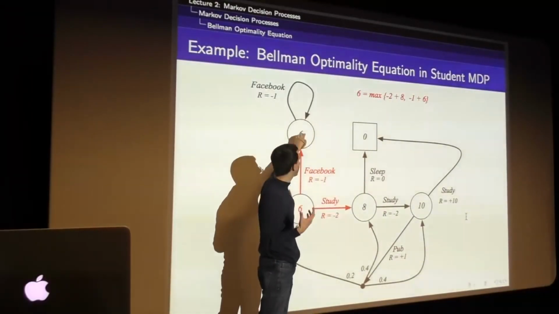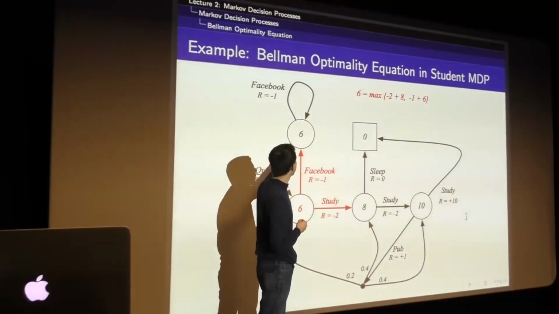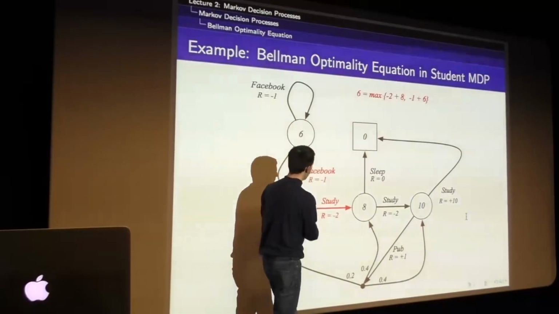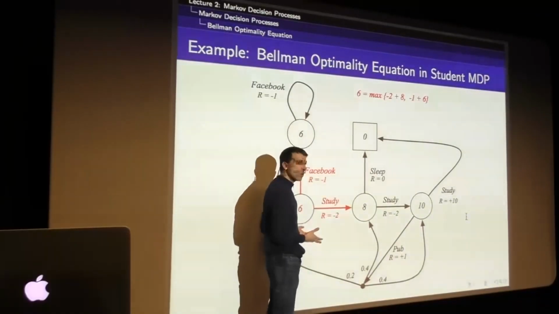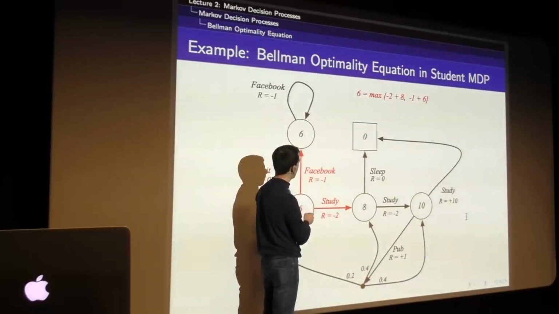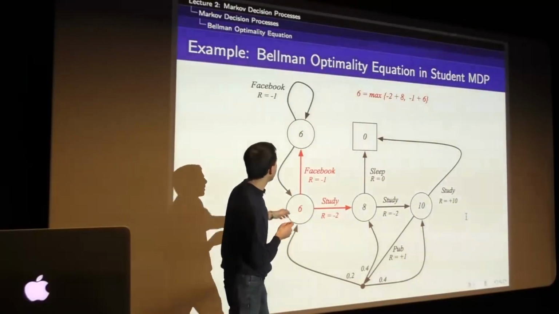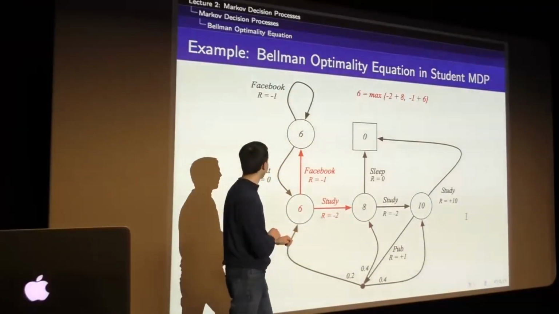So we know that inductively, if we assume that these other values are correct, then this has an optimal value of 6, this has an optimal value of 8, and so if we maximize over all the things we can do, we see that... oh yeah, there's a -2 along the way as well, that's why minus doesn't work.